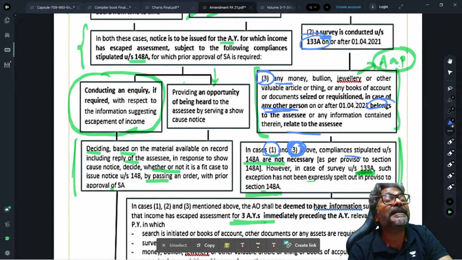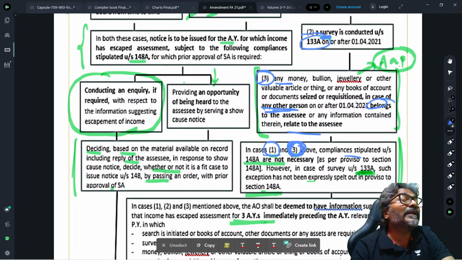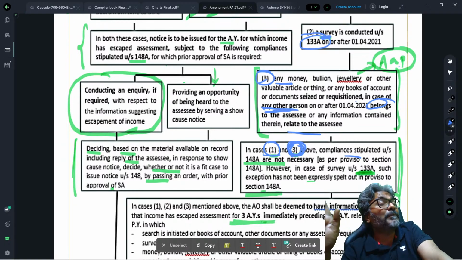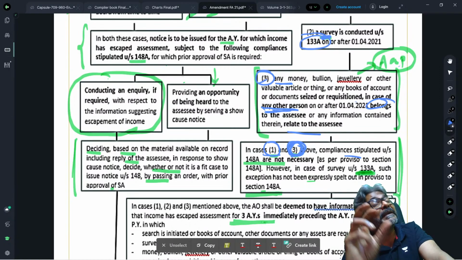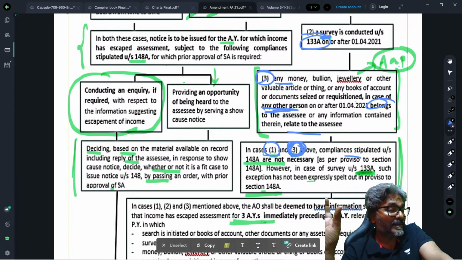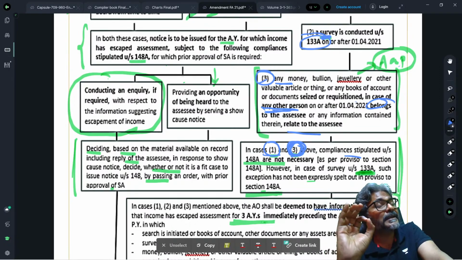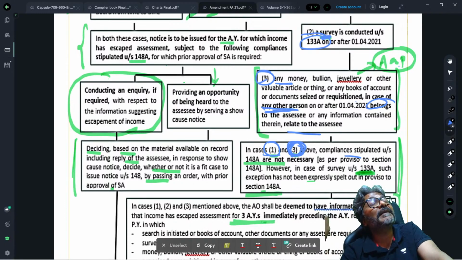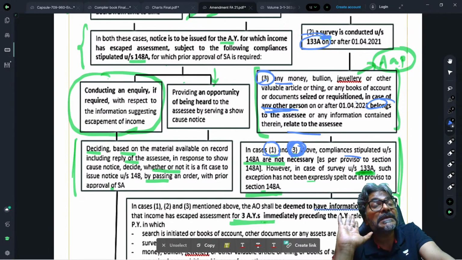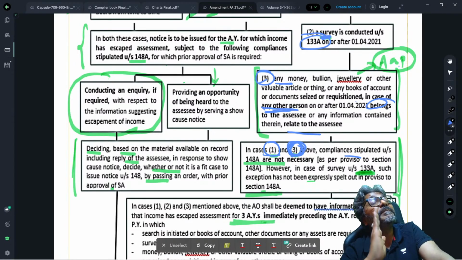But what if in the case of survey of 133A? In the case of survey, if that has taken place, there is a deemed information for 3 years. That is for sure. There is a deemed information for the 3 assessment years preceding the AY relevant to the previous year in which the survey has taken place. So for those 3 preceding AYs, there is a deemed information.